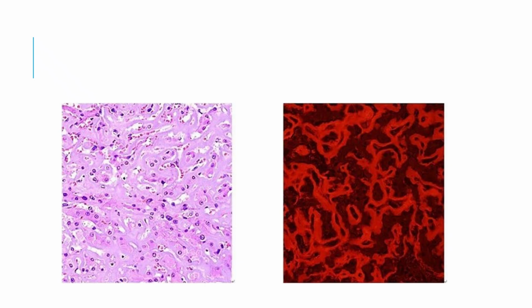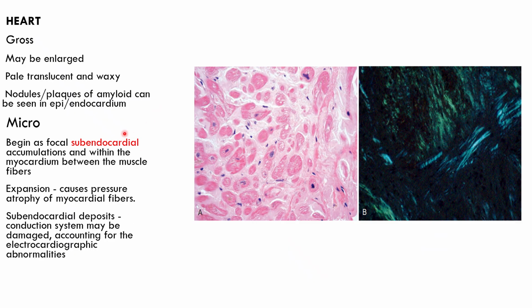Heart. In heart, you can see pale acellular material deposition in between the muscle fibers, which on polarized microscopy shows apple green birefringence. In heart, grossly it may be enlarged. There can be pale, translucent and waxy appearance, and nodules can be seen on the epicardium and endocardium. On microscopy, it can begin as a focal subendocardial accumulation.